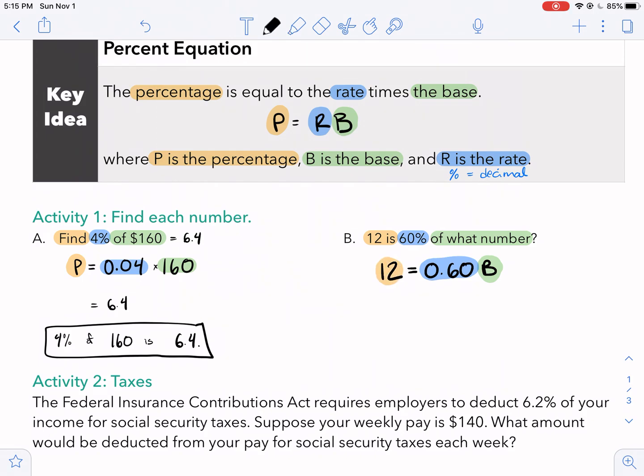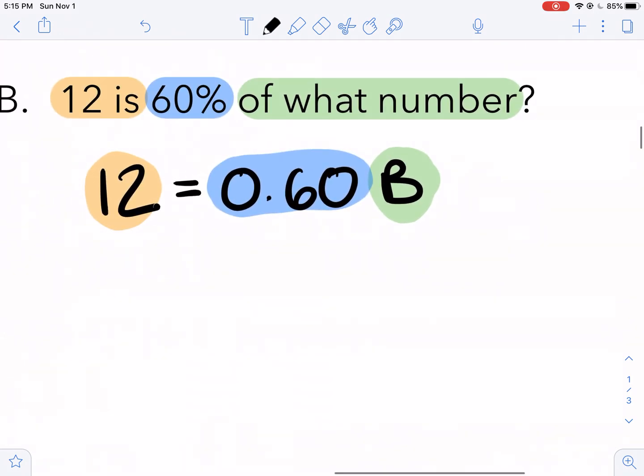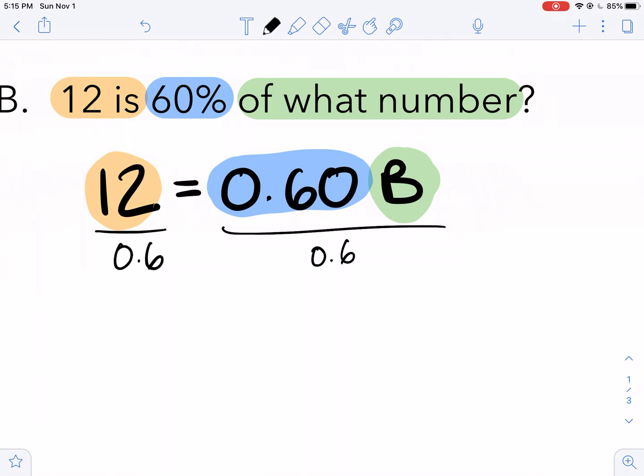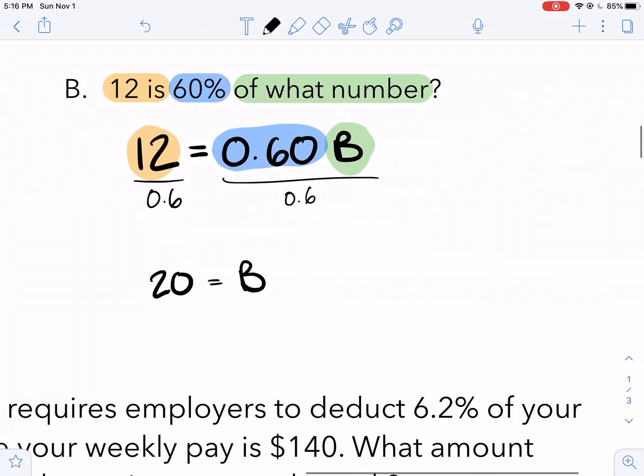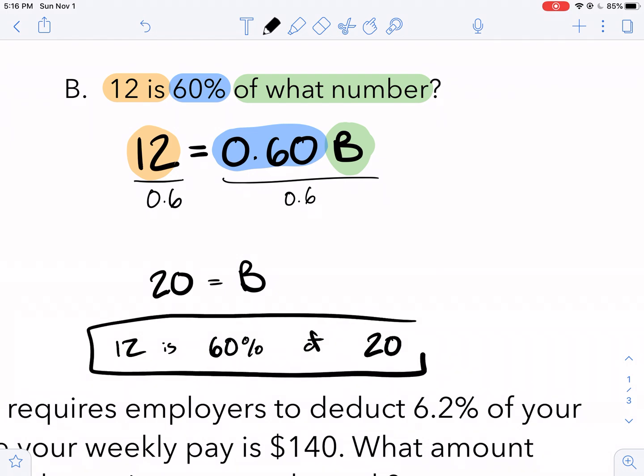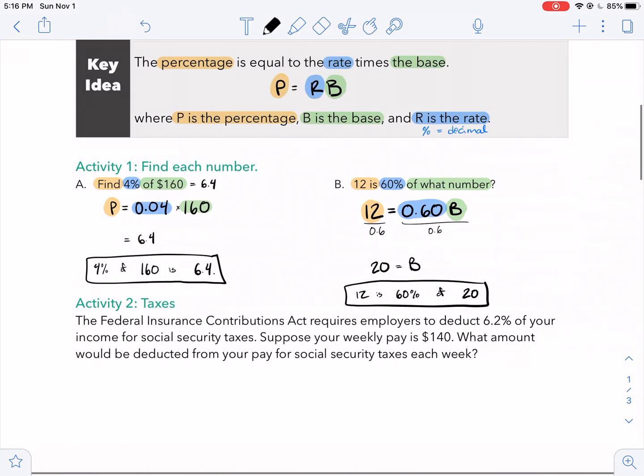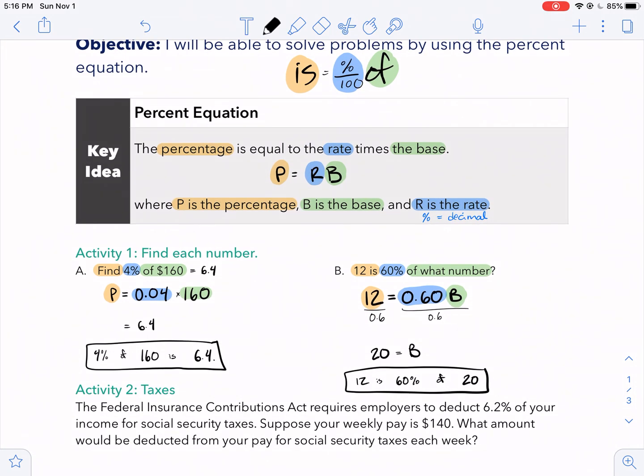Okay, so now let's solve this equation. We want to divide both sides by 0.6. 12 divided by 0.6 is 20. And then our 0.6's cancel out, and we're left with just B. Therefore, 12 is 60% of 20. Yay! We did it.